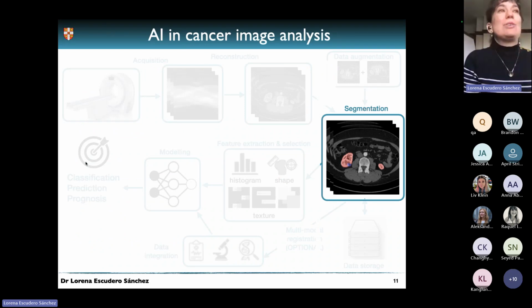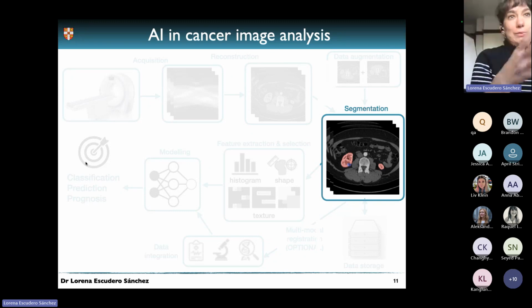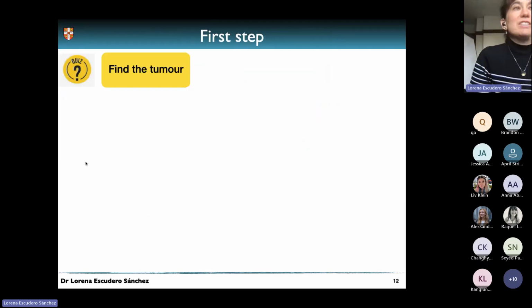But now let's go through those two examples I was talking about. So before we can extract measurements to make our machine learning models and classify or predict, we need to know precisely where the tumor is. So we need to do detection. We need to detect where the tumor is. This is the segmentation step.